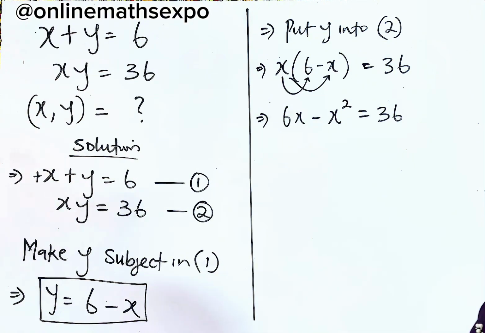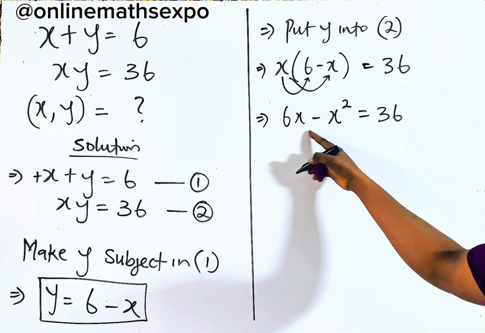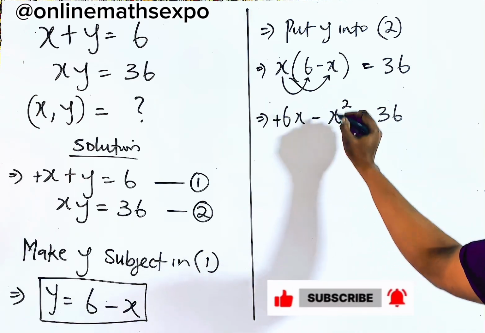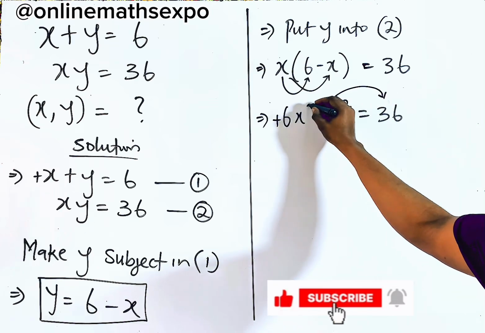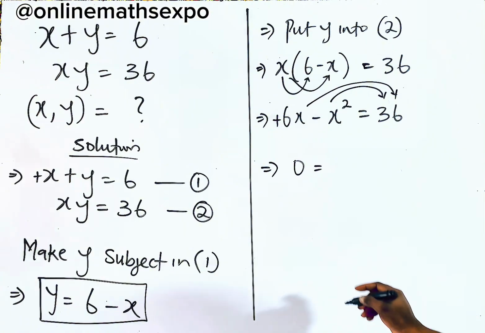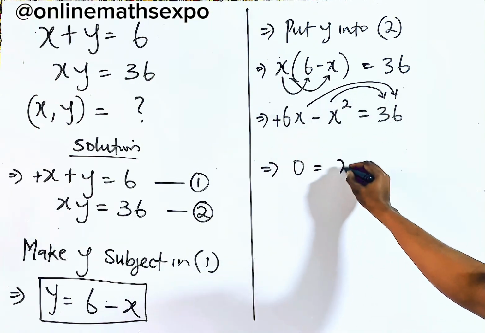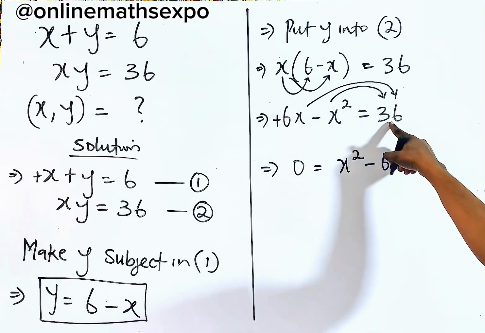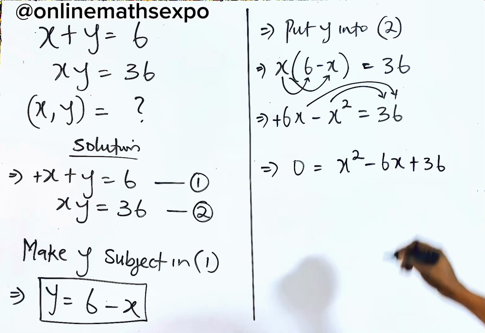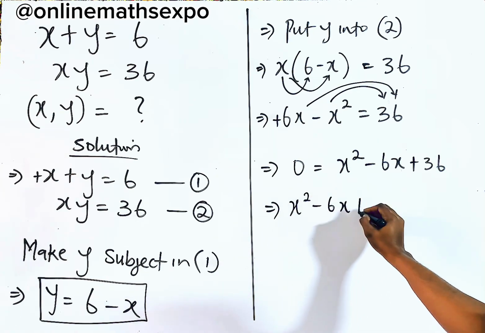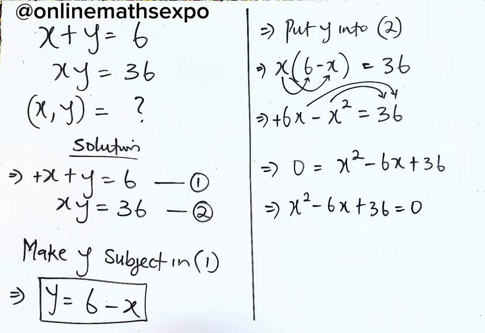Now, to avoid working with a negative, we're going to move everything to the right side. This one is positive, this is negative. So take it to the right side. We'll be left with 0 is equal to positive x squared, negative 6x, and we're left with positive 36. So this is x squared minus 6x plus 36 is equal to 0. Now this has led to a quadratic equation.